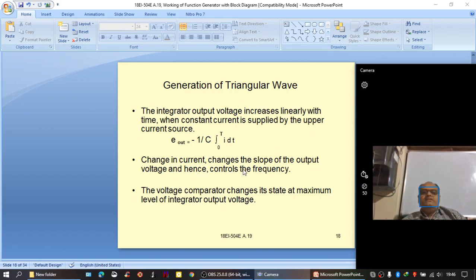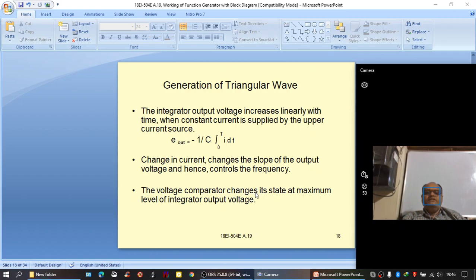Change in current changes the slope of the output voltage and hence controls the frequency. Right? Increase in current, decrease in time period and increase in frequency. Decrease in current, increase in time period and decrease in frequency.